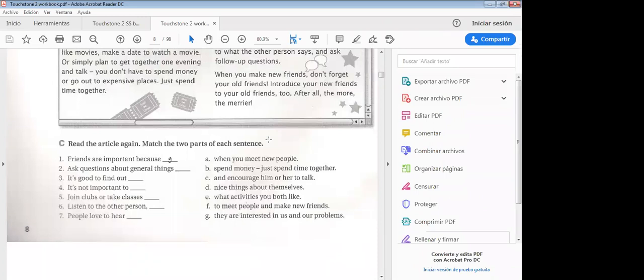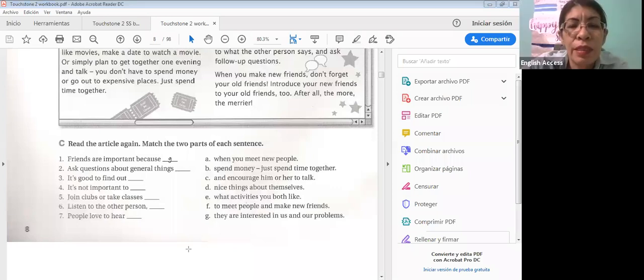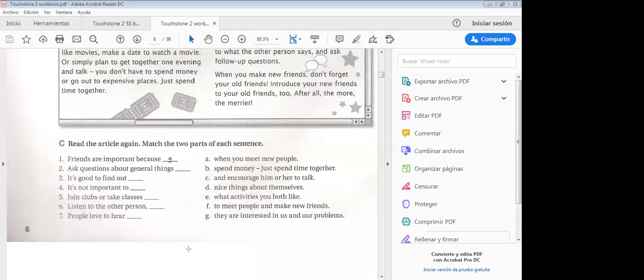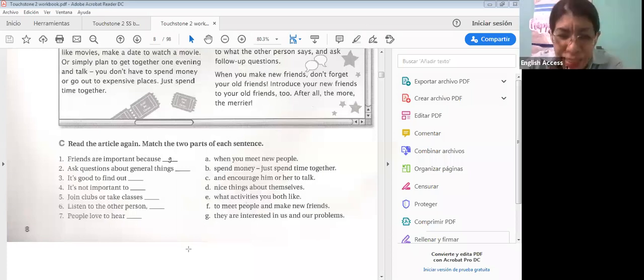A question about general things. What activities you both like? Question about general activities. Are you sure? What activities you both like? Another idea for number 2. When you meet new people. Yes, number 2 is letter A. Yes, when you meet new people.